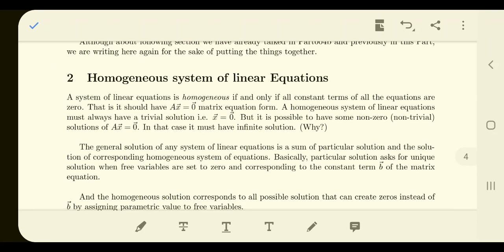In the next video we are going to talk about homogeneous systems of linear equations, because one of the definitions of linear dependence takes us to homogeneous systems of linear equations. So we need to talk about it.